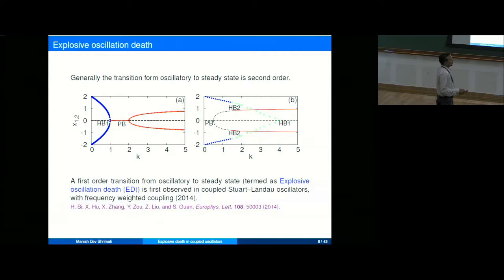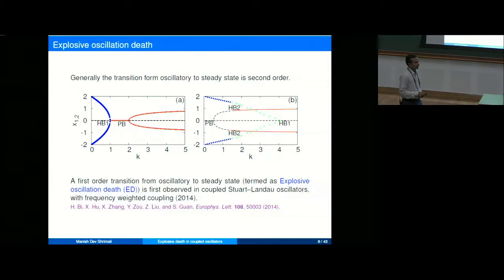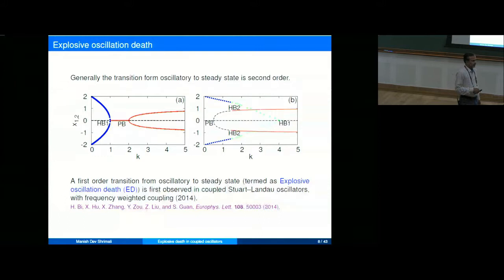Now, if somehow we can advance this pitchfork bifurcation, and there is a coexistence of two states together in the parameter plane, then we can see regions where the oscillatory states and the coupling dependent homogeneous steady states are created and exist together. In that case, there are chances that we can have this kind of explosive transition from oscillatory to steady state. So this was the first example which was studied, the Stuart-Landau oscillator.